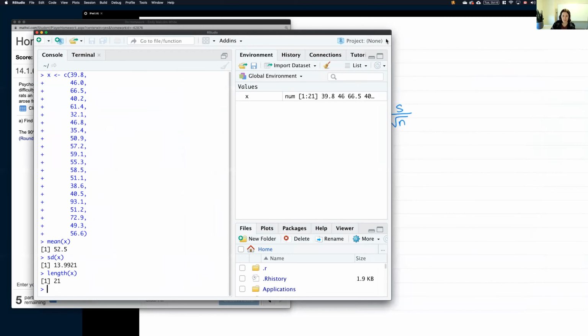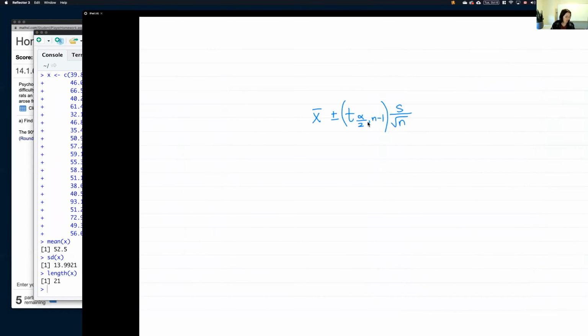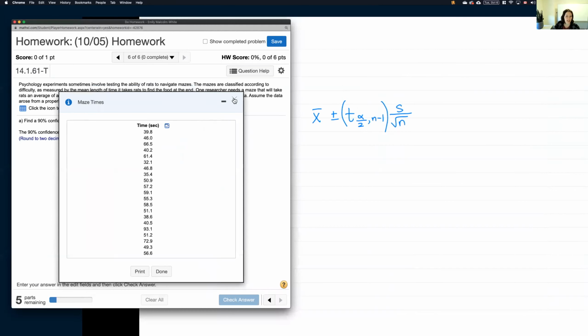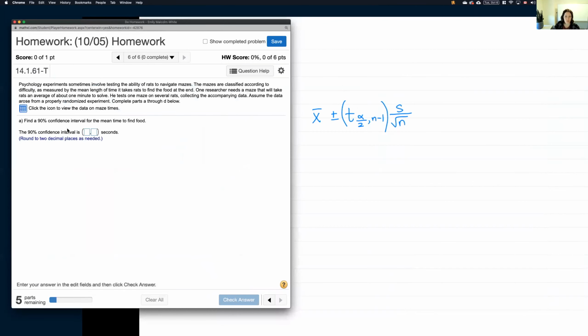But let's talk for a second just about this t alpha over 2, because that can be a tricky point for some students. So they've asked us here, let's just double check. They've asked us for a 90% confidence interval. That was what they asked for here. So that means that 1 minus alpha is 90%.